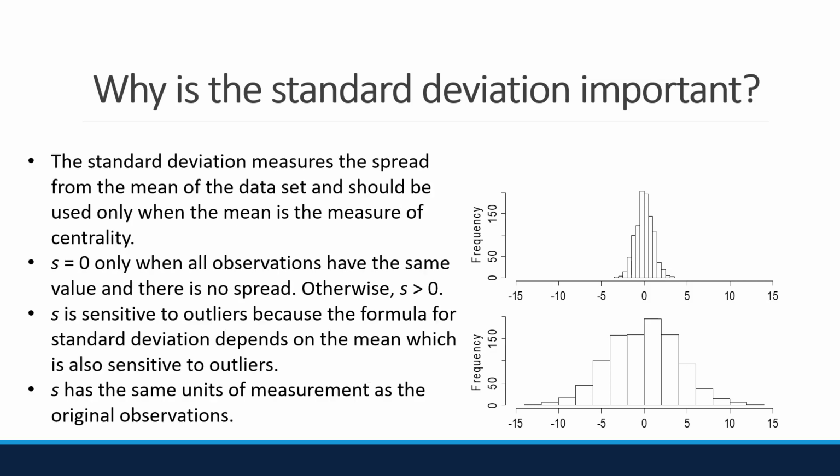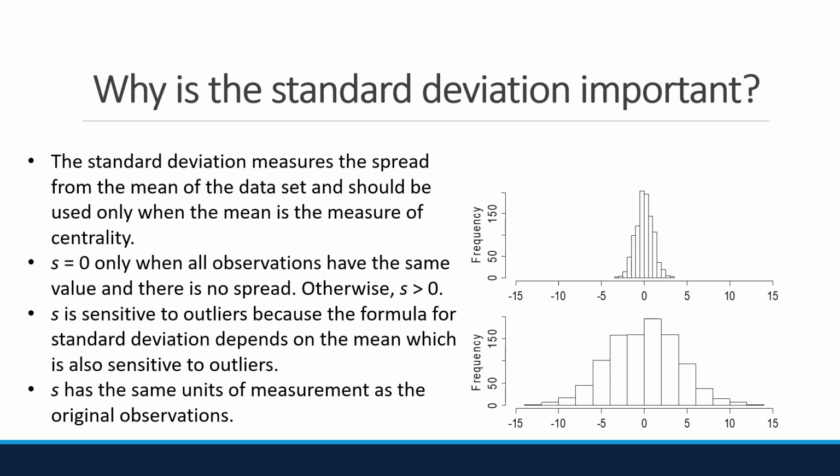In addition to calculating the standard deviation, it's important to know the properties of the standard deviation. The standard deviation measures the spread from the mean of the data set and should be used only when the mean is the measure of centrality. Standard deviation is equal to 0 only when all observations have the same value and there is no spread. Otherwise, it will be greater than 0.